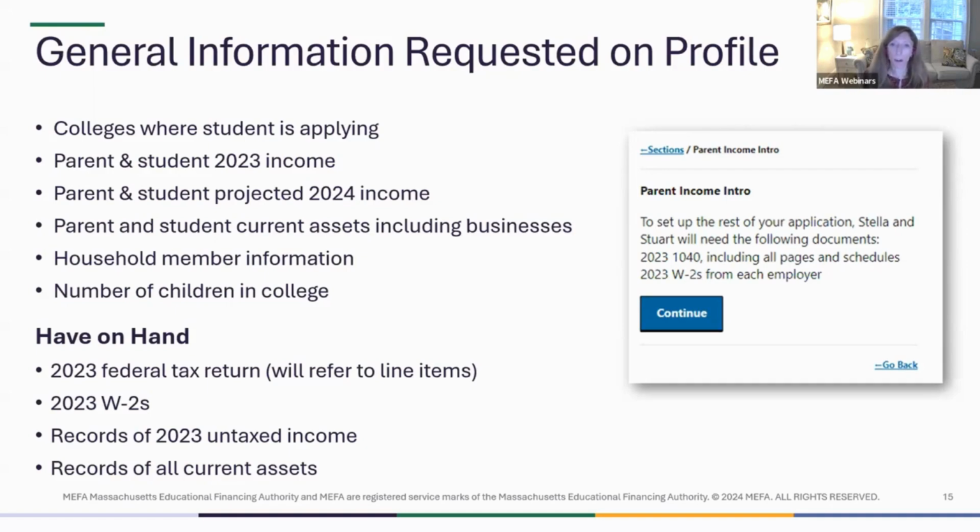So as you're filling out the profile, what's helpful to have on hand is your 2023 federal tax return, because that's where you're going to get most of your income information. It will refer to the line items, which is really helpful. So it might ask for something that'll say, go ahead and go to line 15, grab that number and put it in this field. Grab your W-2s from 2023. Any untaxed income, once in a while appears on your tax return. There's a couple lines that have some untaxed income, but any other income you got that was not taxed, have some documentation on hand of that, and then records of your current assets.